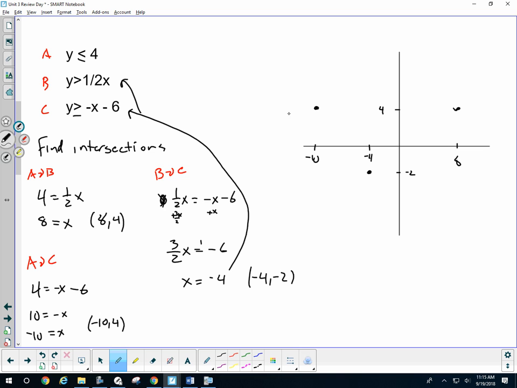Okay, now I can start sketching my line. So I have y is less than or equal to 4. So that's a solid line passing through 4. Great. Now my other 2 lines will be the line between here and here, and the line between here and here. Okay, so the negative x minus 6 intersects at negative 10, 4, and negative 4, negative 2. So this is the negative x minus 6.